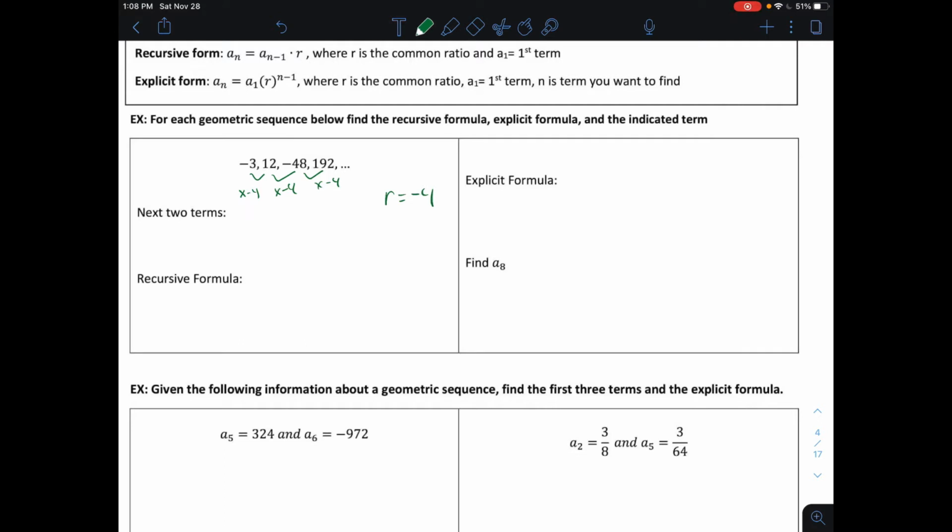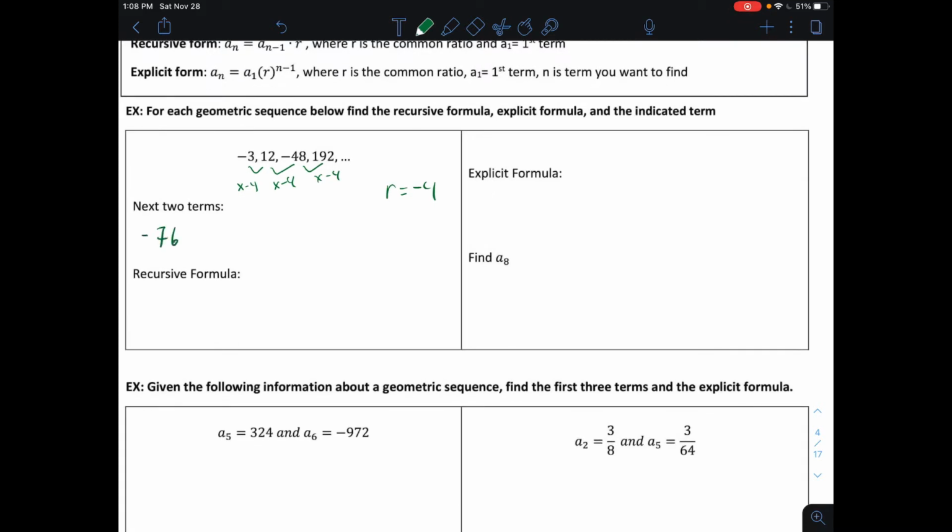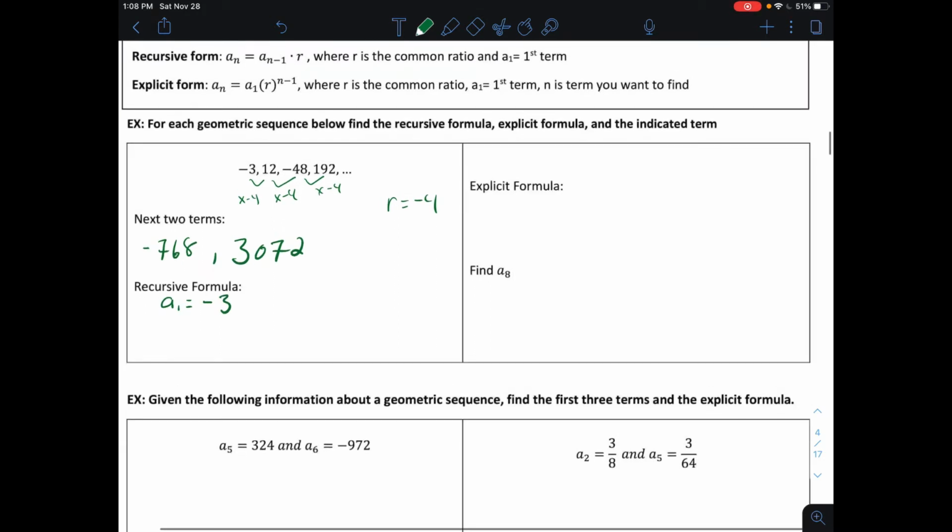To get my next number, I would take 192 and multiply it by -4. So the next term is going to be -768. Then the number after it, I would multiply by -4 again, and we wind up getting 3072, and that would continue on. Recursively, since all we're doing is multiplying by -4 each time, we have to define what the first number in the sequence is. So a1 is equal to -3, and then a_n would equal the previous term, a_(n-1), times r, which in this case is -4.